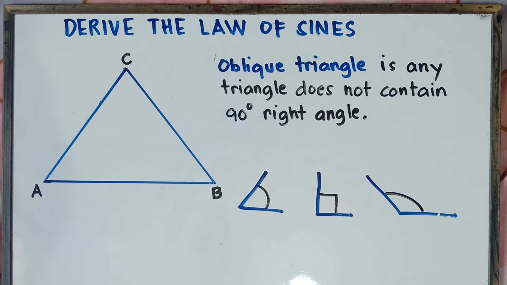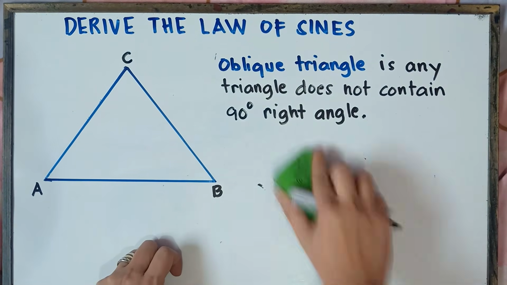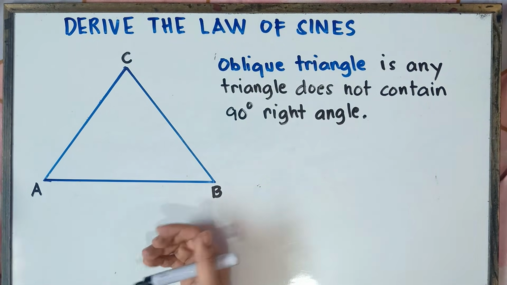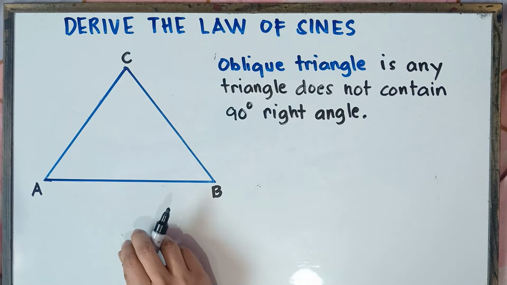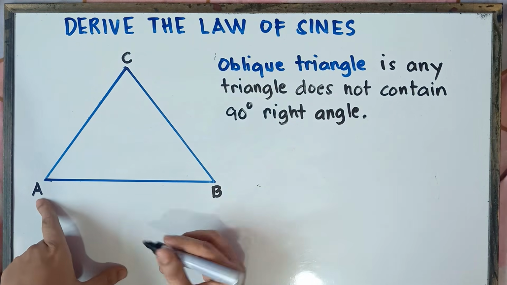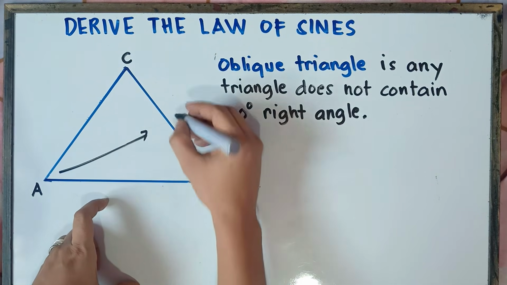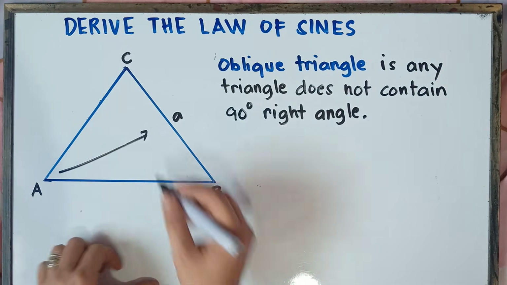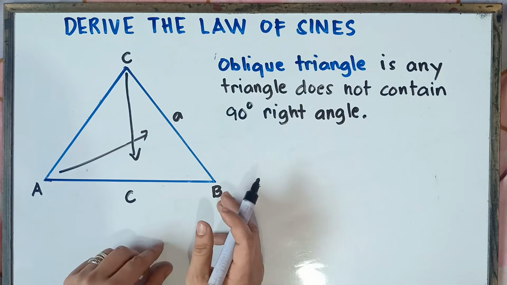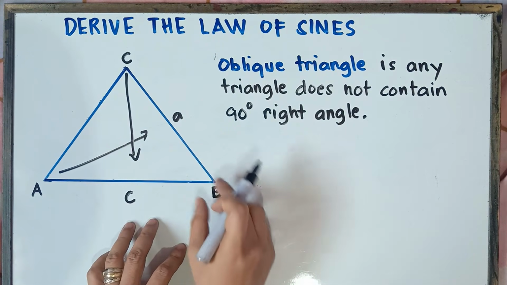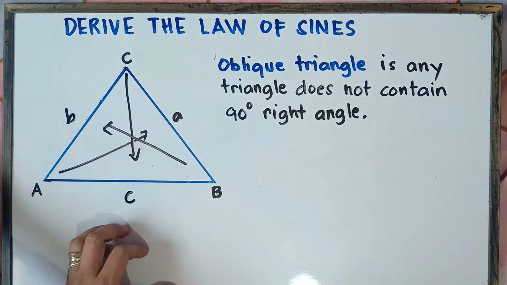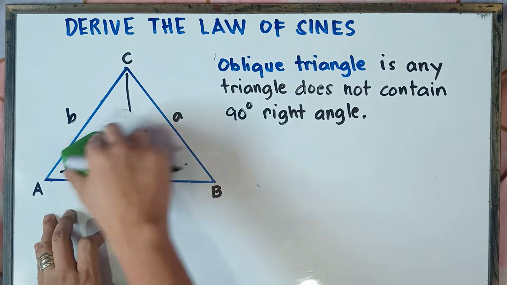Now let's derive the law of sines. Alright, so let's have the derivation with regards to the formula. Now I have here a triangle ABC. Now what if we draw a line from this angle C going to this side C? If this is angle A, the opposite side of angle A would be small a, that would be side A. The opposite side of angle C would be small c, or side C. And the opposite side of angle B would be small b, or side B. I hope it's clear for you, class.